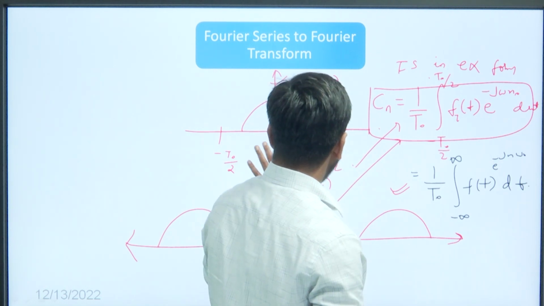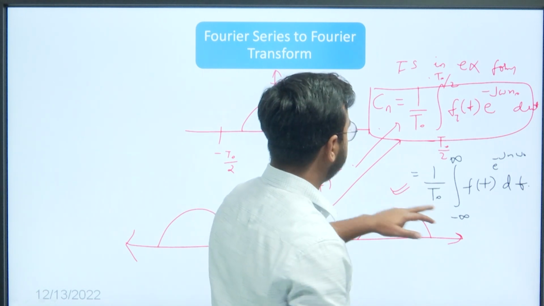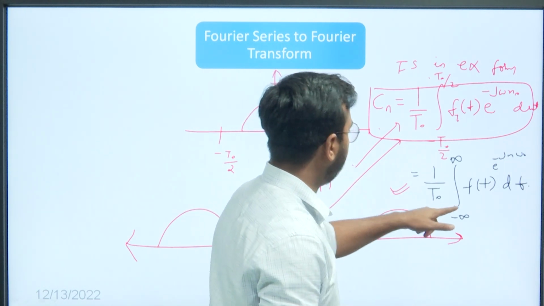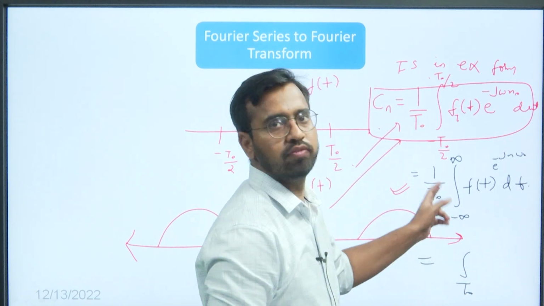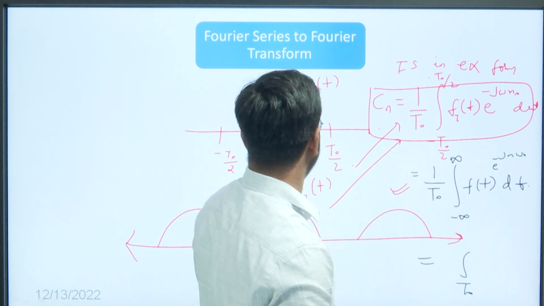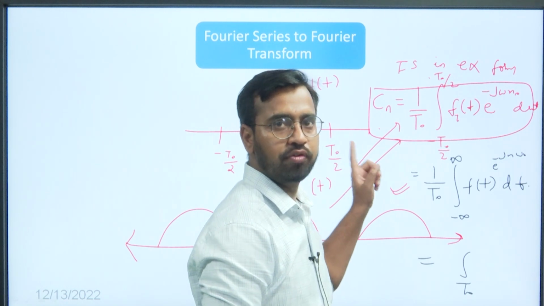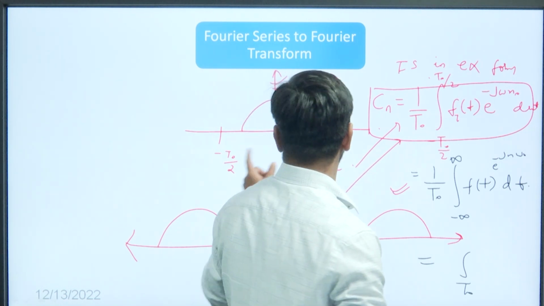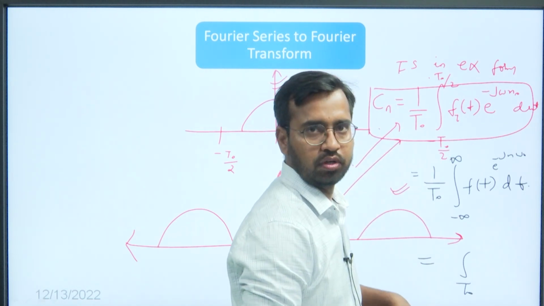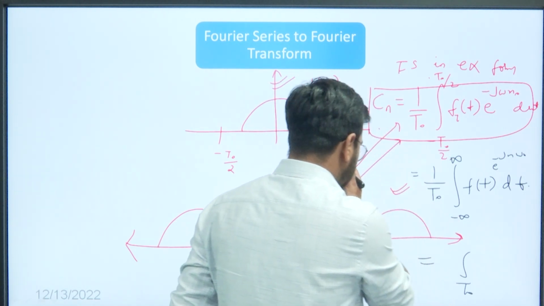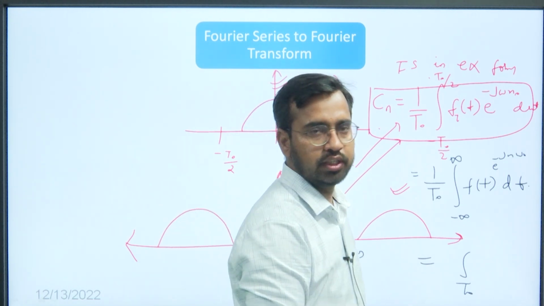If you integrate this signal from minus infinity to infinity, or if you integrate this signal for T naught duration, in both cases you will get the same output, because this signal exists only from minus T naught by 2 to T naught by 2. So whether you integrate from minus T naught by 2 to T naught by 2, or from minus infinity to infinity, you will get the same output. Again suppose you try to increase the frequency, so what will happen?